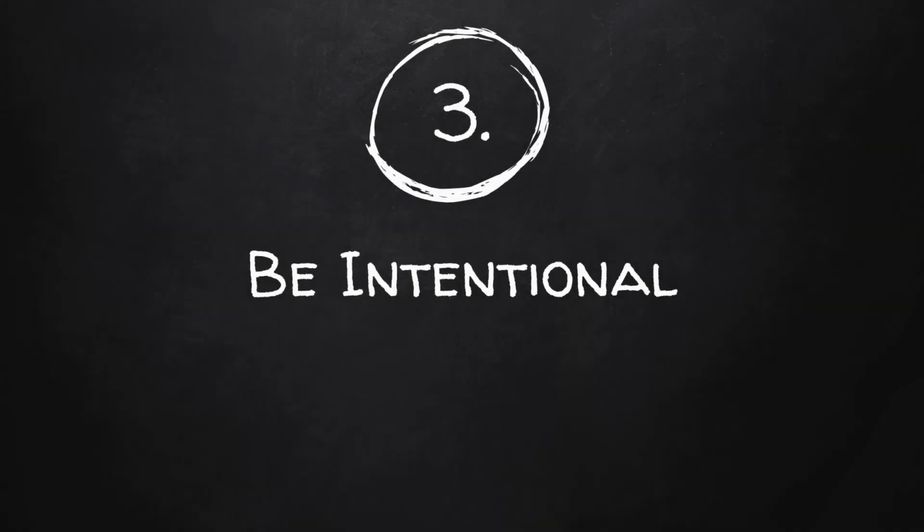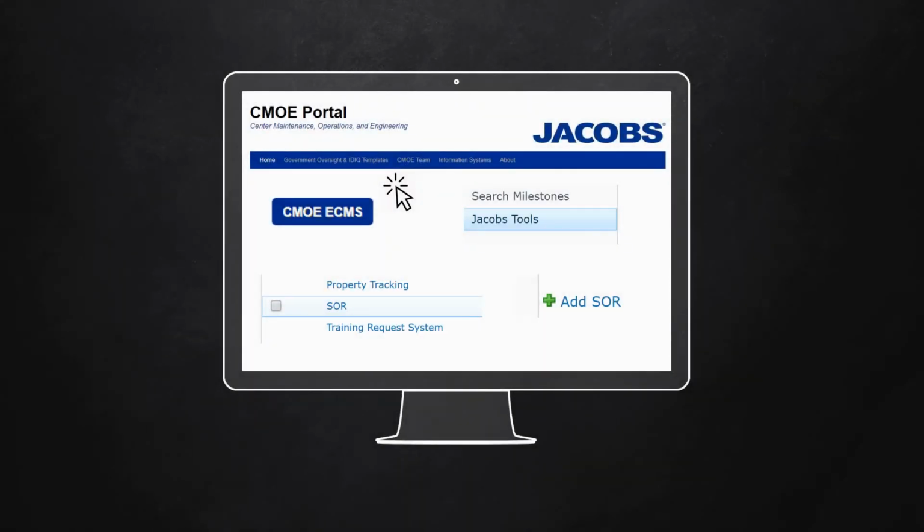Number 3, be intentional. Always have a focused and clear purpose when filling out an SOR and never fill one out just to fill one out. Oh yeah, and if you don't have access to physical SOR forms, you can fill one out online at our CMO portal. Just go to CMO ECMS, then Jacobs Tools, then SOR, and then Add SOR.